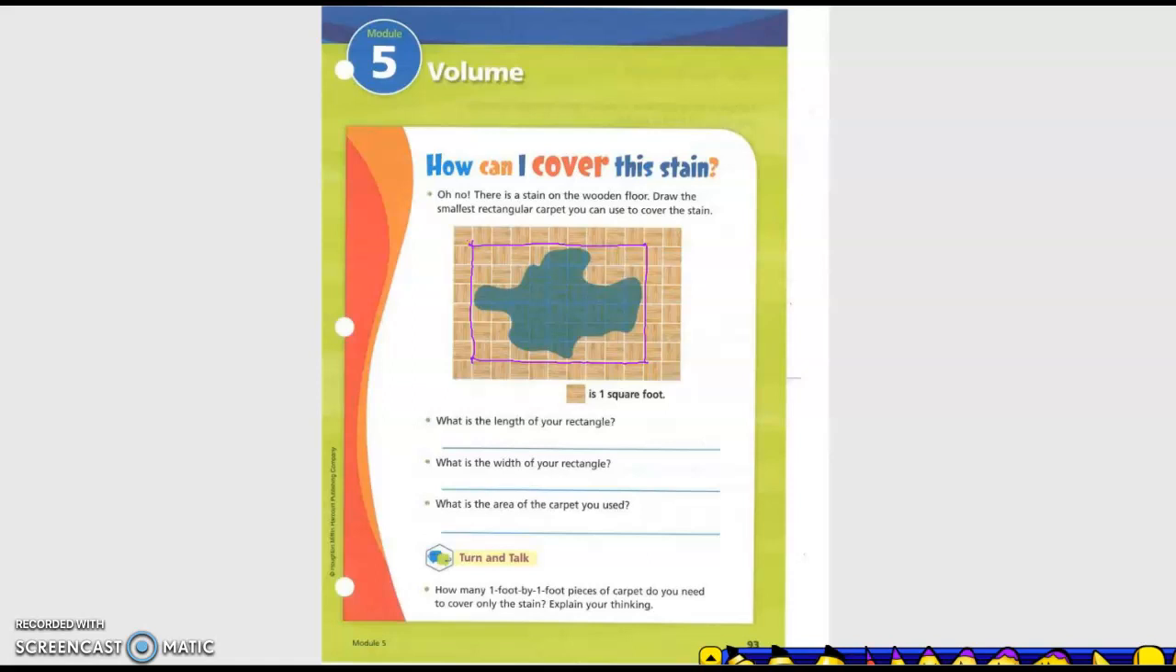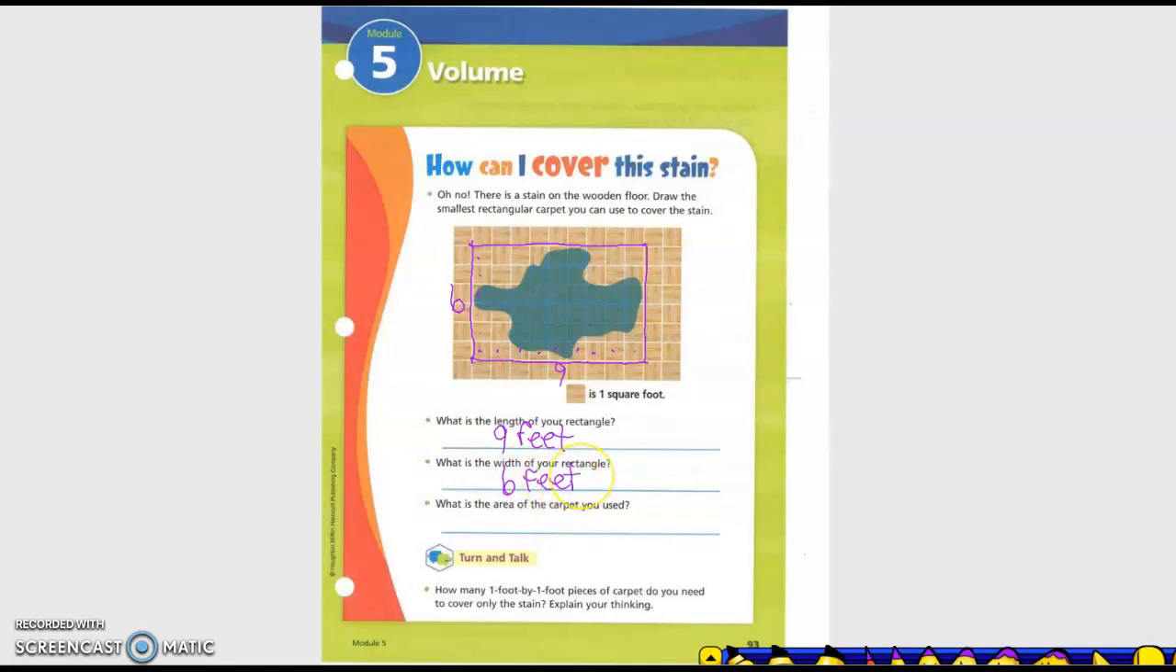Okay. So what is the length of your rectangle? So it says each one of those is 1 square foot. So if I count, I go 1, 2, 3, 4, 5, 6, 7, 8, 9. So there's 9 squares this way, right? So 9 what? What's the length? 9, not square feet, because this is just the length. 9 feet, right? Okay. What is the width of your rectangle? So 1, 2, 3, 4, 5, 6, right? So 6 what? 6 feet.